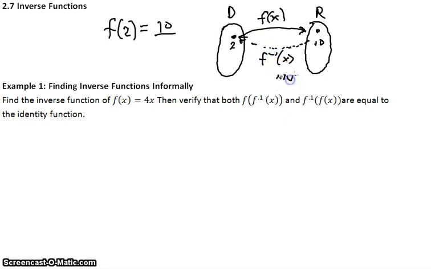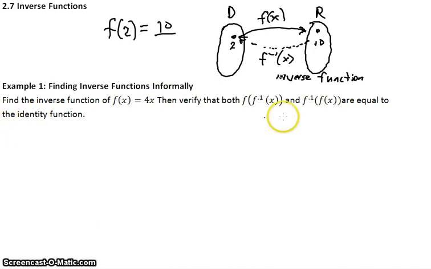It does the exact opposite. It takes whatever you have and maps it back to your original values. So you see this little -1 that looks like an exponent. That means inverse. What we're going to be talking about is how you find inverse functions. And for this first example, they're asking you to do it based on a pattern that you see. It says to find it informally.